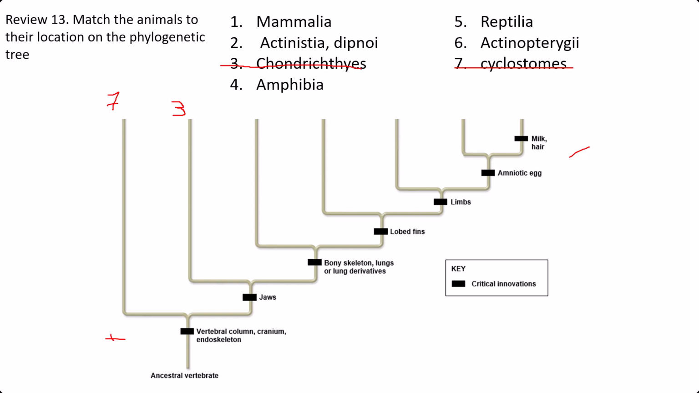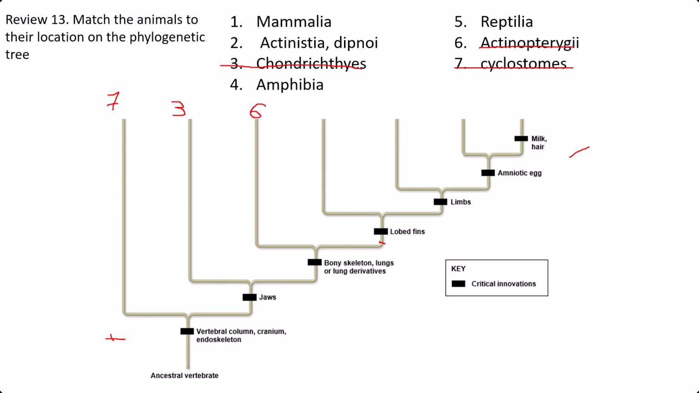And then this has got bony skeletons. Lungs or lung derivatives, but not lobe fins yet. So our ray-finned fishes are those actinopterygii. So this one is 6.